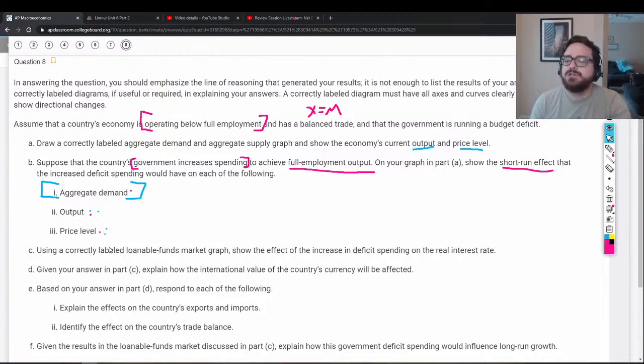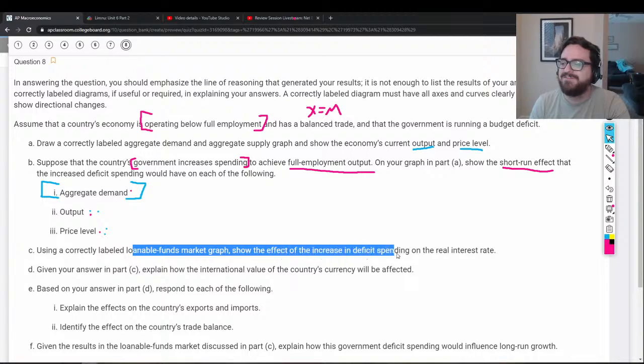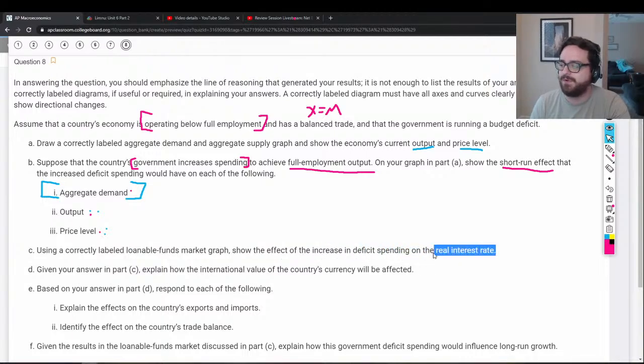Okay. C. Using a correctly labeled graph of the loanable funds market graph, show the effect of the increase in deficit spending on the real interest rate. Again, the AP exam does this a lot on the FRQs. This is incredibly kind of them, which is to say, if you forgot your loanable funds market graph, or at least how to properly label it, the question's telling you, hey, what happens to the real interest rate? Which means that the real interest rate is on this graph. It's the y-axis. Doesn't tell you what the x-axis is, but that's quantity of loans or quantity of loanable funds.